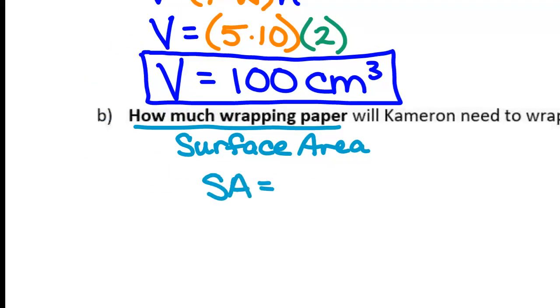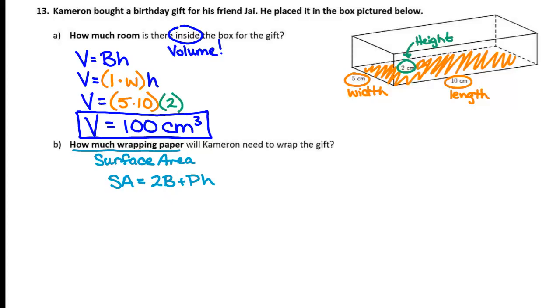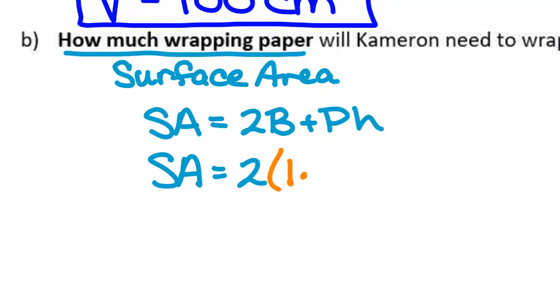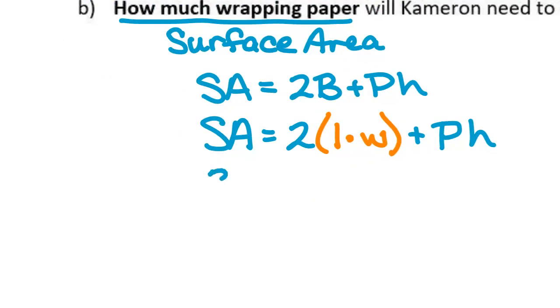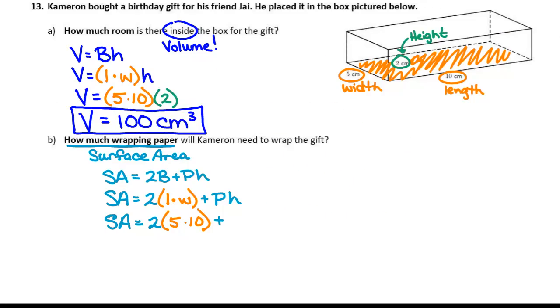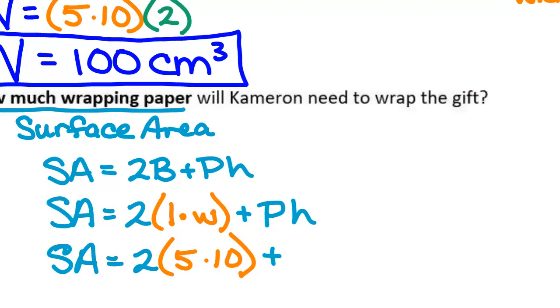Surface area for a prism is 2 times the area of the base plus the perimeter times the height. You told me that this base was a rectangle and that we're going to find its area by doing length times width. So I'd have 2 times length times width plus the perimeter of the base times the height of the prism. So surface area equals 2 times 5 times 10 plus, now I need the perimeter of the base.